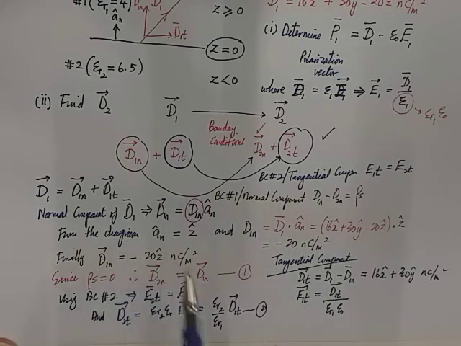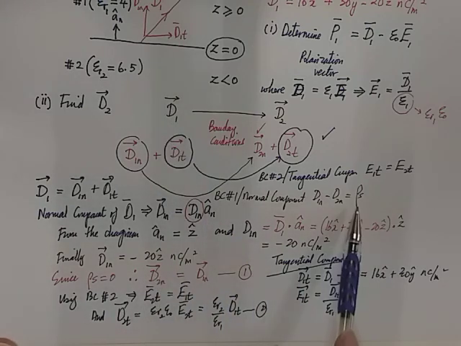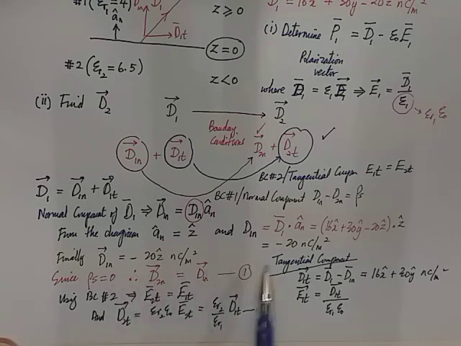Once you are able to extract the normal component, then you can find the corresponding normal component using equation number 1. And you can see, since in the problem there is no surface charge, we are assuming rho s equal to 0, therefore D1n equal to D2n. So therefore we are saying that, and that should be in our equation number 1.